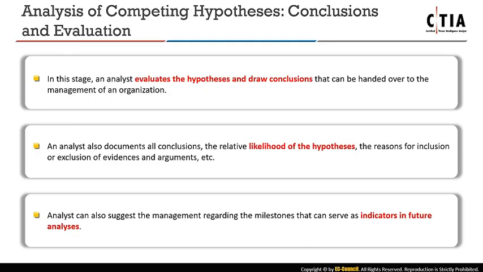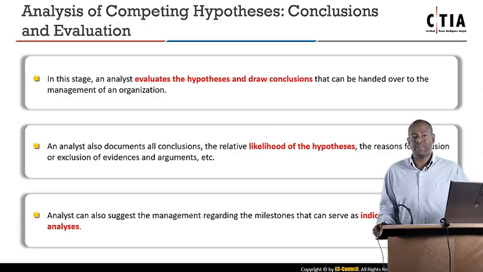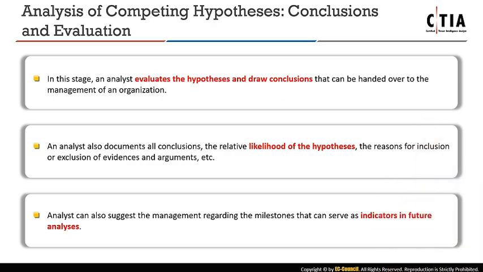The analyst will evaluate the hypothesis and draw conclusions that can then be handed over to management for consideration. We're going to document those conclusions, the relative likelihood of the hypothesis. Sometimes, even after all of the work you go through, the likelihood is relatively low, but even so, it needs to be presented. What we really would like to see is a conclusion documenting a very high probability that our hypothesis is correct. Normally that's the case, but sometimes that's not what you get. You have to go with the data that you get in the end.